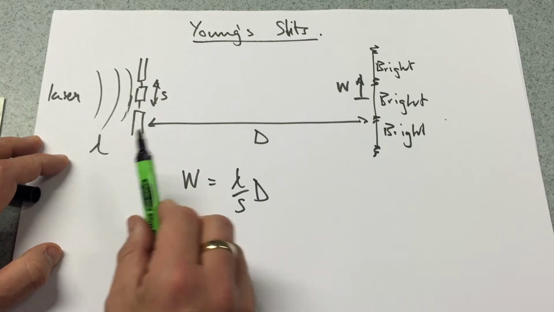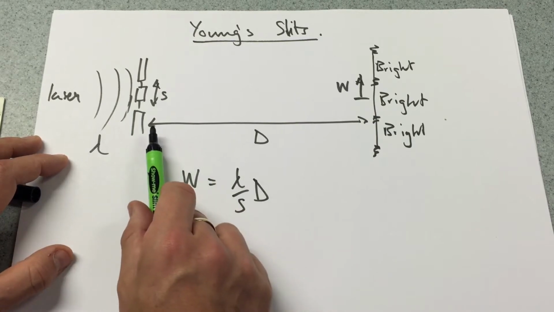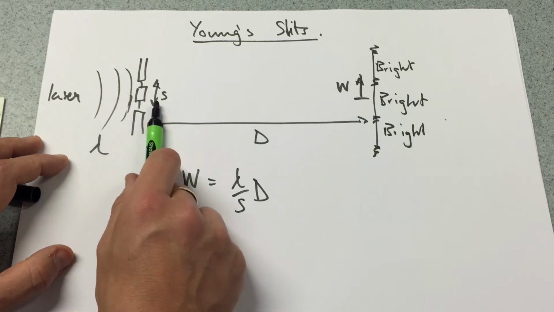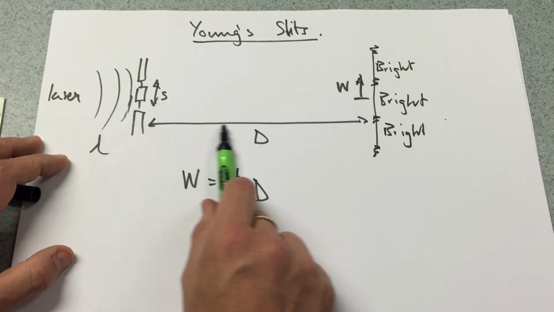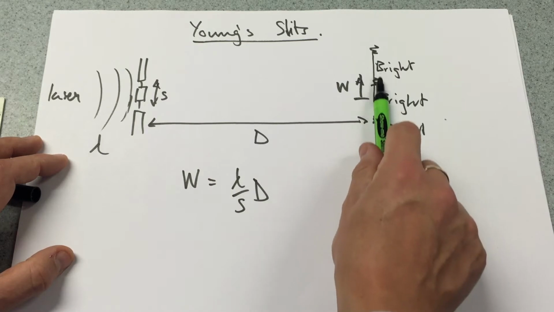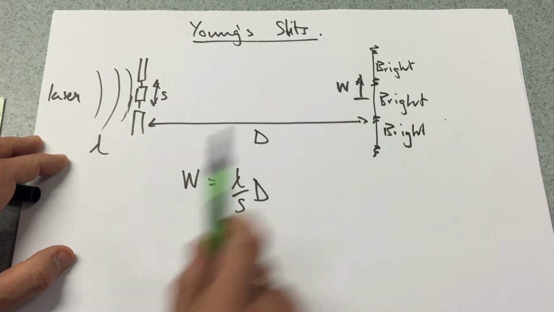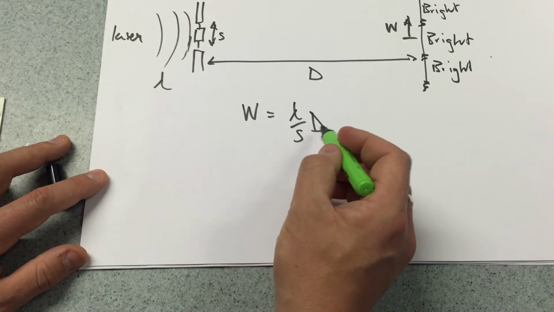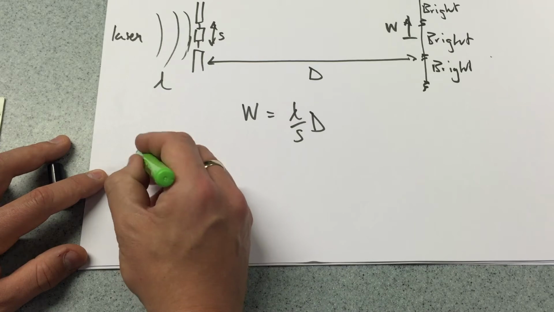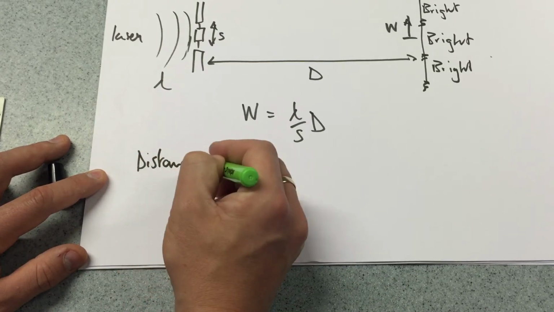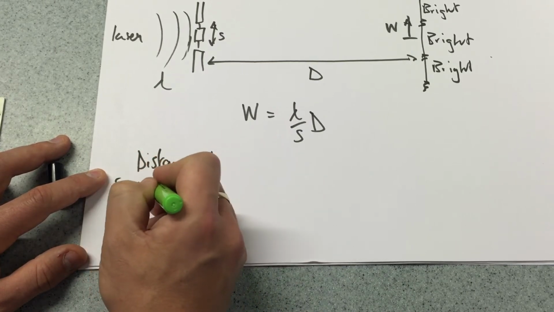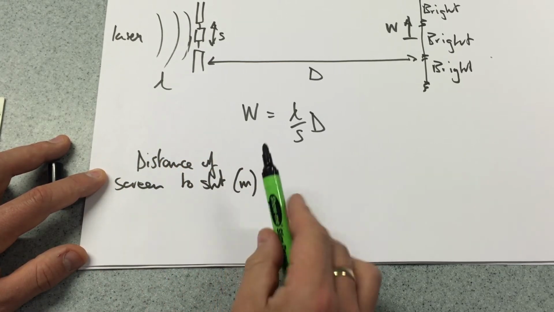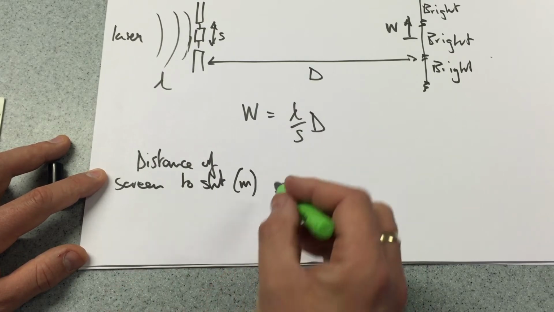Good. So what we are going to do in this experiment is look at how we're going to change things. We can't change lambda, we're going to keep this constant. We're going to look at a set slit width, and then we're going to alter D and look at how the width of adjacent bright patches alters. So our independent variable is going to be D, the distance of screen to slit, and we want that very large. The theory video described why we want that very large, so it's going to be in metres.